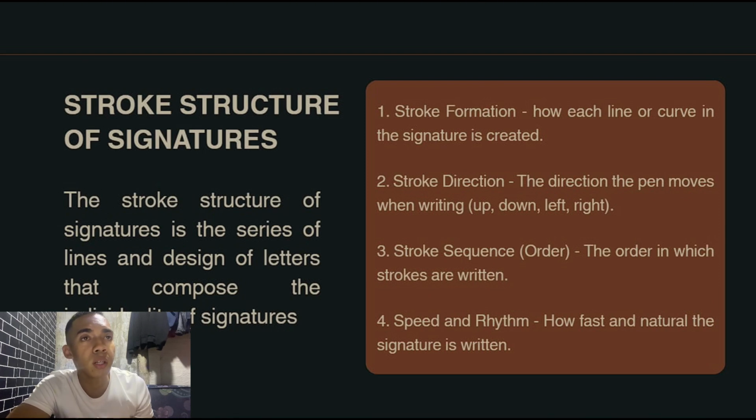Third is stroke sequence or order, meaning the order in which strokes are written. For example, writing the letter T, we do the vertical line first, going down, then the cross stroke follows. Then the fake one or the forger reverses it. They write the straight horizontal line first, then the vertical last.